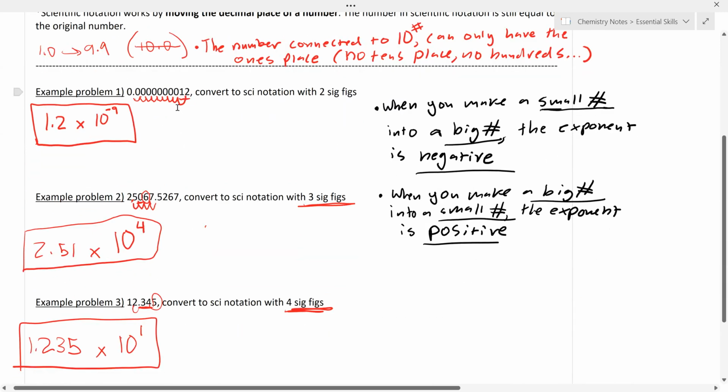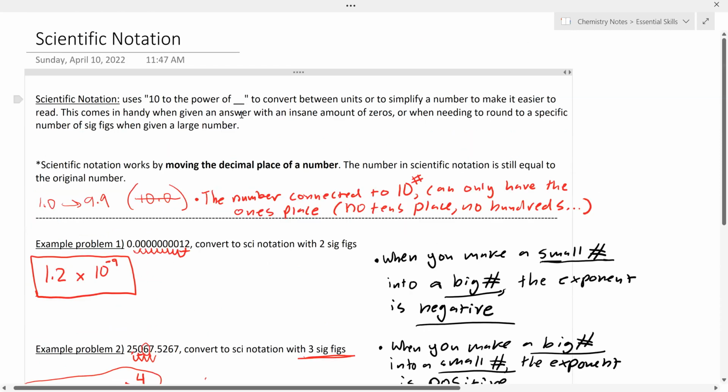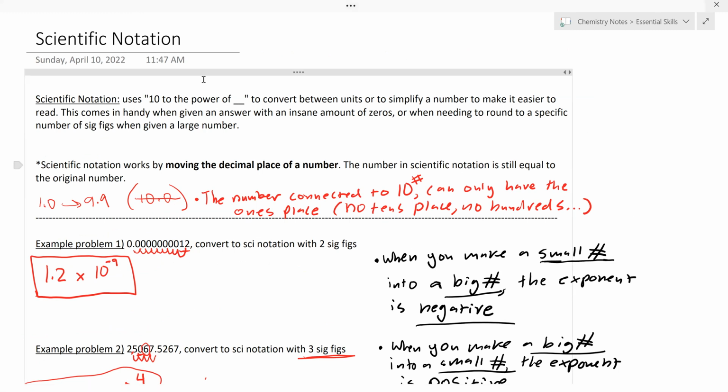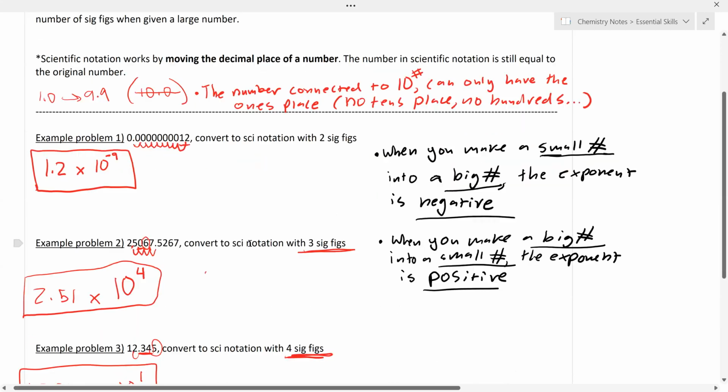Okay, so just to recap, scientific notation uses 10 to the power of a number to convert between either units. This goes more into conversion factors, converting, specifically with SI units, or 10 to the power of blank can be used to basically move the decimal of a number. So then you can have it either be easier to read, or so it fulfills certain requirements for how many sig figs you want your answer to be.